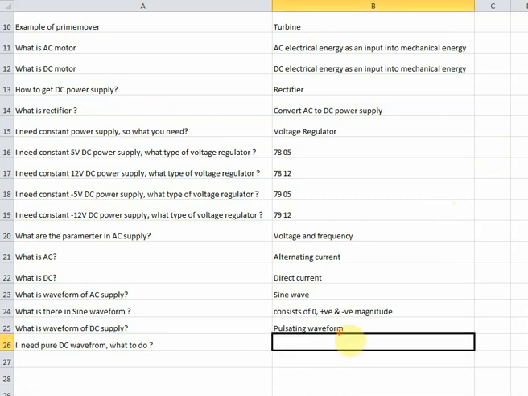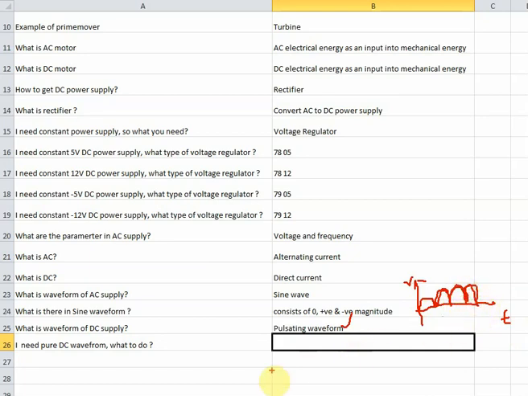See, pulsating DC waveform means what? What is a pulsating DC? This is your pulsating DC. That one you can look at. Is my drawing visible on the screen? Yes, sir. This is the pulsating. What is the drawback of the pulsating? For example, voltage with respect to time. Every time it will touch zero.